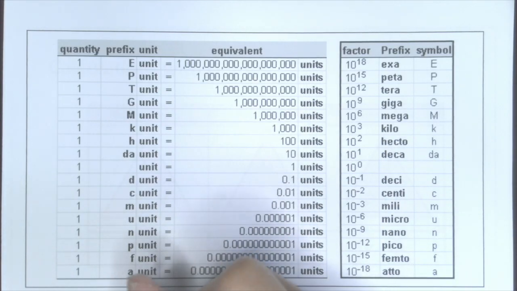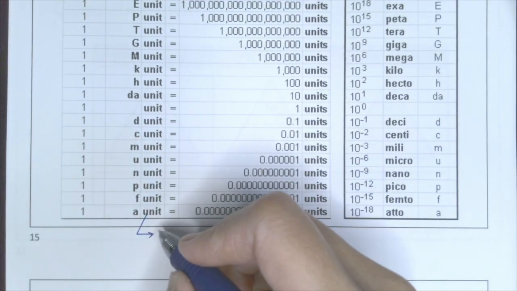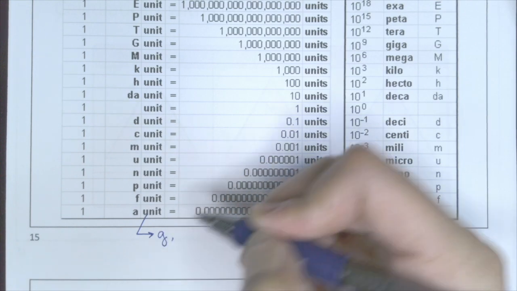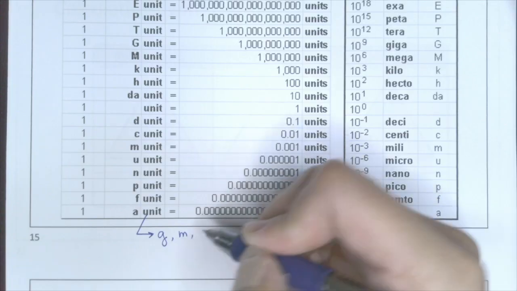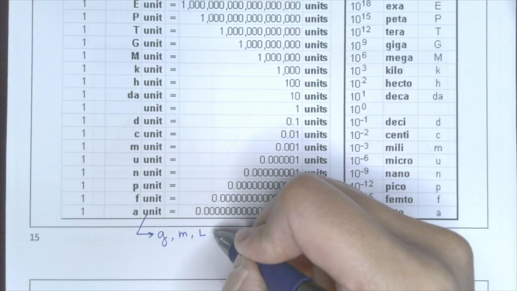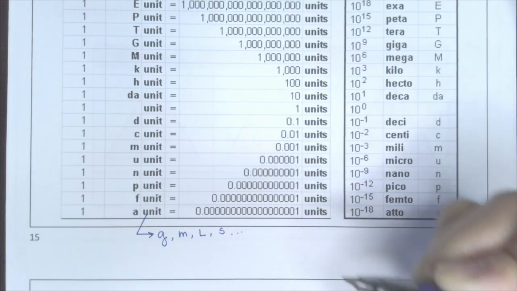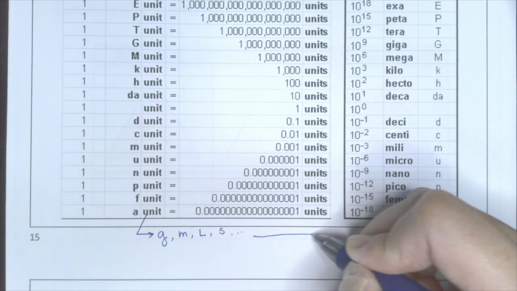So what that's saying is that these units can be replaced by any base unit, such as if we're measuring mass, we can replace it with grams. If we're measuring length, it would be meters. Volume will be liters. If we're measuring time, it will be second, and so on. And this will be for both.